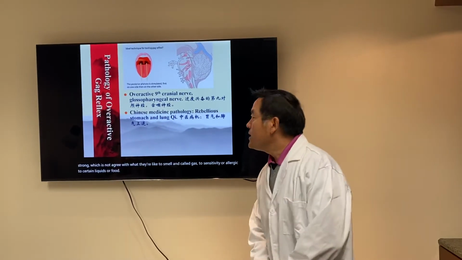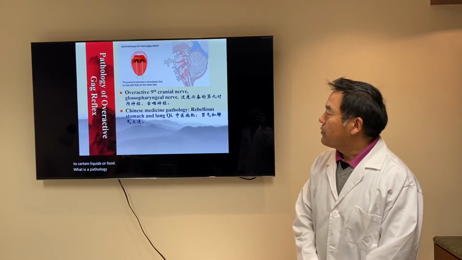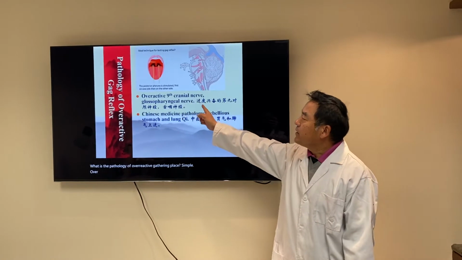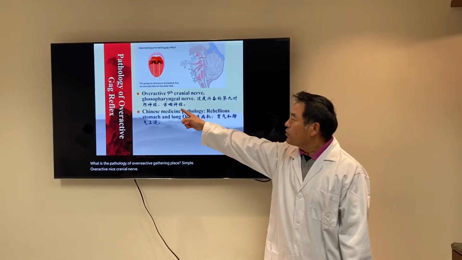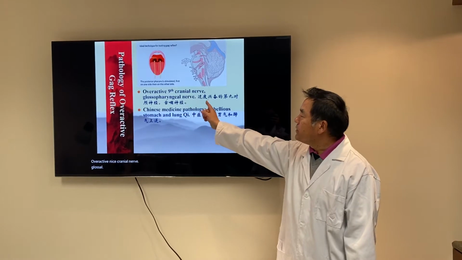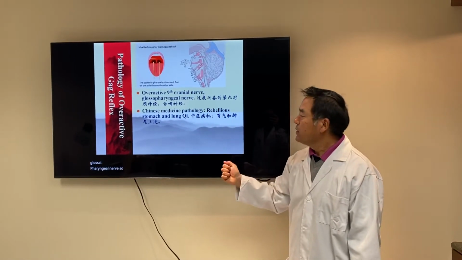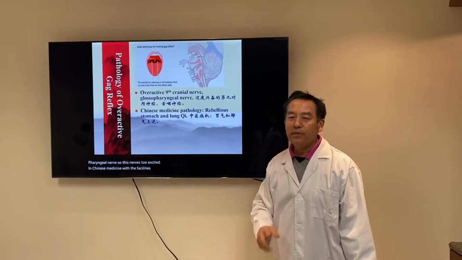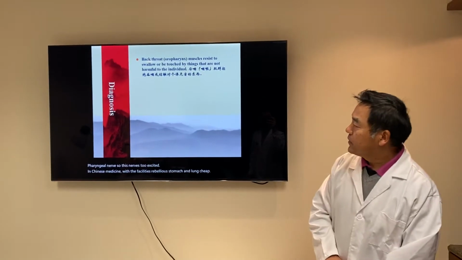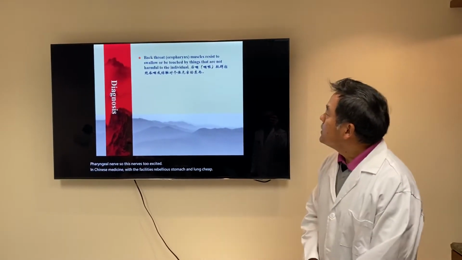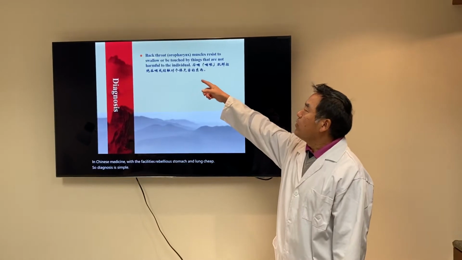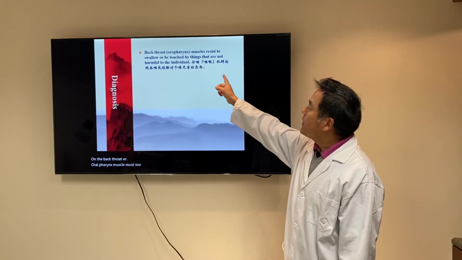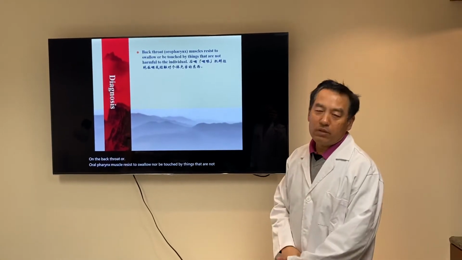So what is the pathology of overreactive gag reflex? Simple. The ninth cranial nerve, the glossopharyngeal nerve, is too excited. In Chinese medicine, the pathology is rebellious stomach and lung qi. So the diagnosis is simple. The muscles of the back of the throat, the oropharynx, resist being touched or swollen by things that are not harmful to the individual. So that's the diagnosis, very easy.